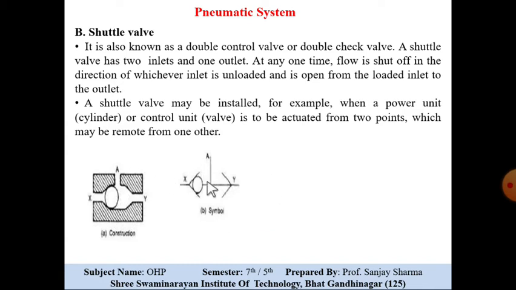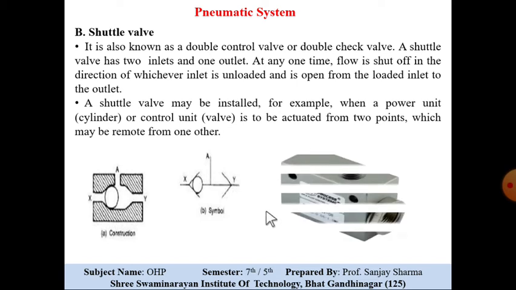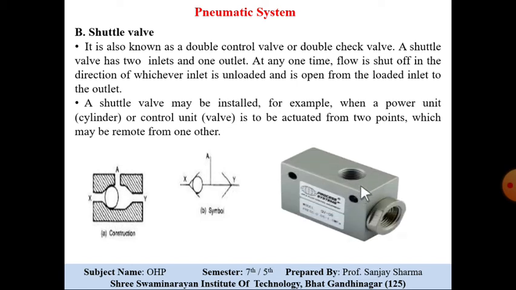So this is the symbolic form of the shuttle valve, and this is how the valve looks. So it has a ball inside and it is designed, one inlet is here, second inlet will be on other side, and this is the outlet. So this is how the shuttle valve looks.